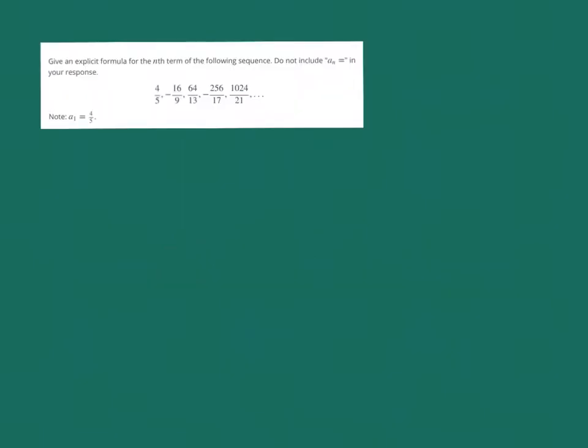So suppose somebody just gives us a sequence and then we're asked to find an explicit formula for the nth term of the following sequence. When they say an explicit formula, what they really mean is that we need a closed form for that sequence. And so how do we come up with something like that?